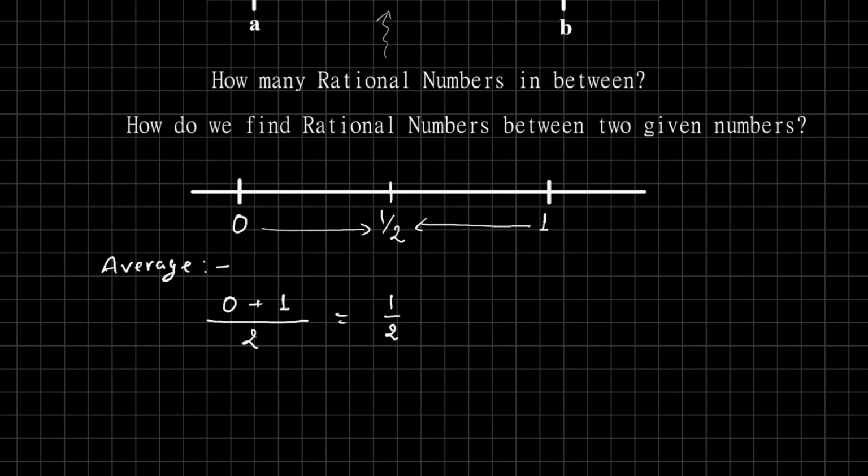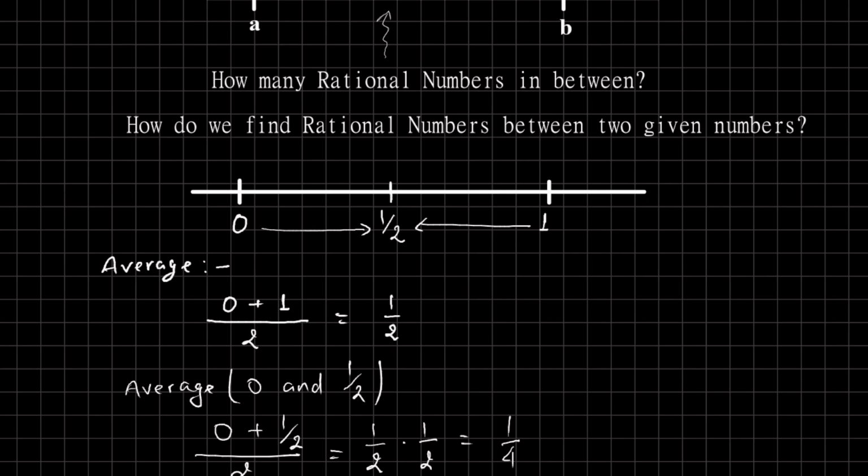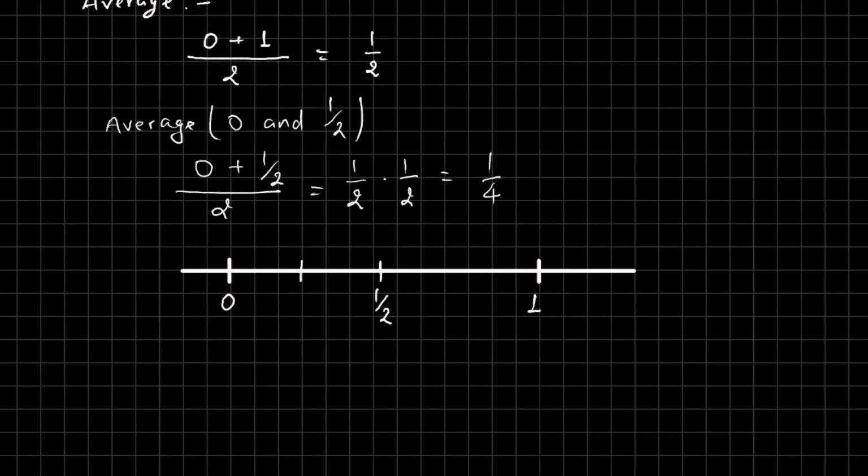Let's take another average, either of 0 and 1 half or 1 half and 1. Let's go with 0 and 1 half. We first add them and divide. So 1/4 is halfway between 0 and 1 half. Now you can notice that this is a never ending process. We can always take the average of two numbers and get a number which is halfway between them.